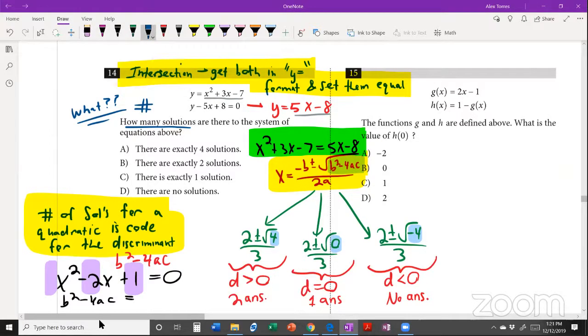So b squared minus 4ac is negative 2 squared, 4, minus 4 times the 1 in front of the x squared, times the 1 in the C spot. So this comes out to 4 minus 4 times 1 times 1, 4 minus 4, which is 0. And if the discriminant equals 0, we already said there would be one answer. So the answer to number 14 is C.